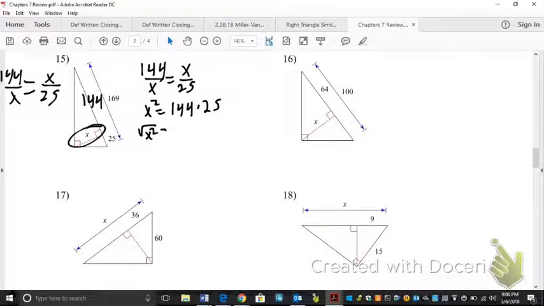So I'm going to square root both sides. And again, I know that 144 and 25 are perfect squares. You guys have calculators, so just plug it in. So this is going to give me 12 times 5, or x equals 60.